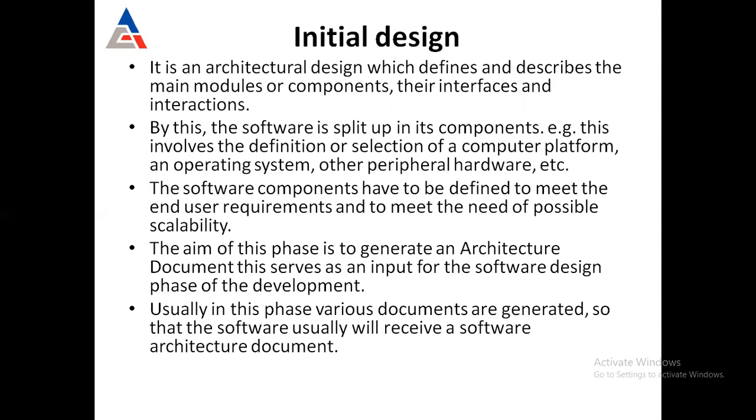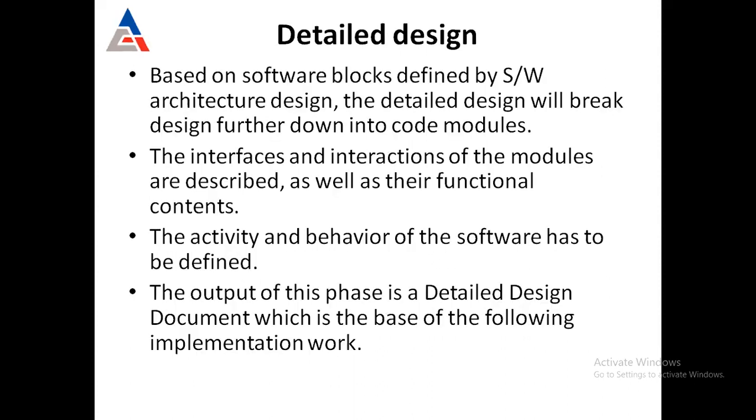The software components have to be defined to meet the end user requirements and to meet the need for possible scalability. The aim of this phase is to generate the architecture document. So in every phase, a document must be created. You can see we have generated documentation in the feasibility study, and we have generated a document in requirement analysis. Similarly, we have to generate documentation in initial and detailed design also.